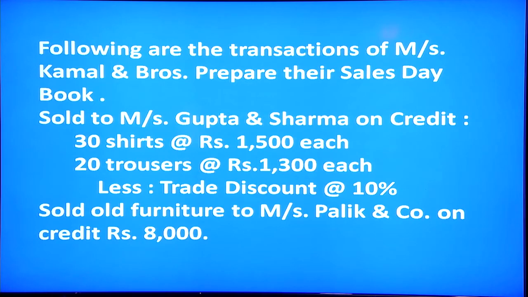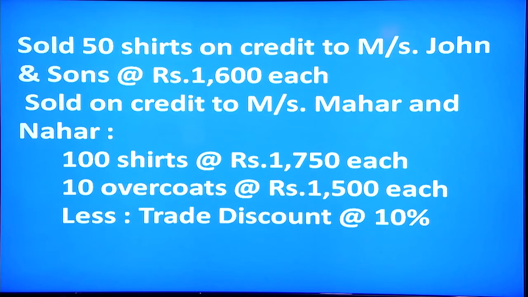What all items have we sold? 30 shirts at rupees 1,500 each, 20 trousers at rupees 1,300 each, and less trade discount. Sold furniture. Then another item to Mahar and Nahar, sold on credit to Mahar and Nahar. How many shirts, overcoats, similarly trade discount, that is mentioned in the question.